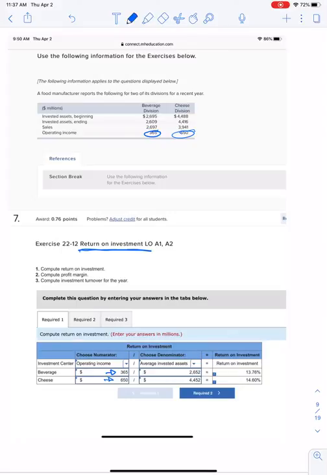So now, for the denominator on return on investment, I need average invested assets. So for average invested assets for my beverage department, what I'll do is I will take my invested assets at the beginning of the period plus my invested assets at the end of the period, and I'll divide those by 2. So let's just jot down what we're doing here. So to calculate ROI, I'm taking operating income divided by average invested assets.